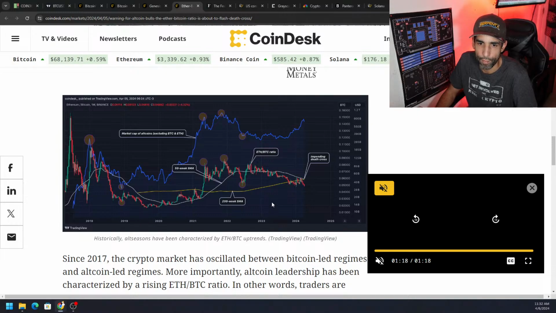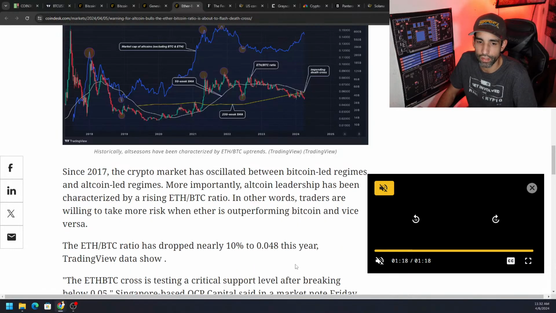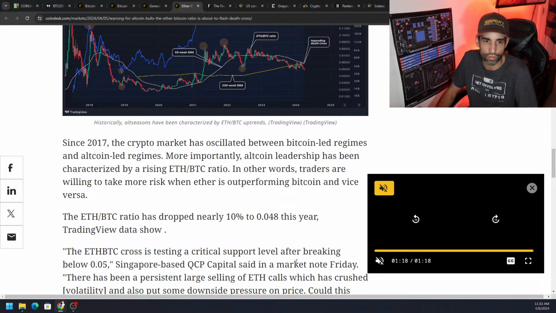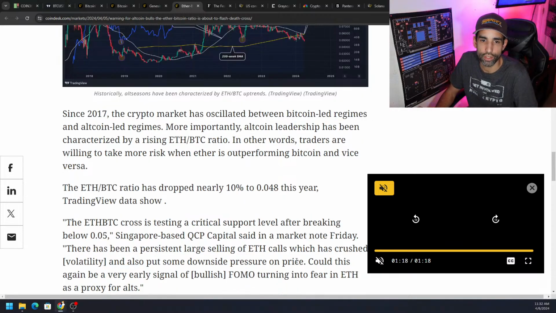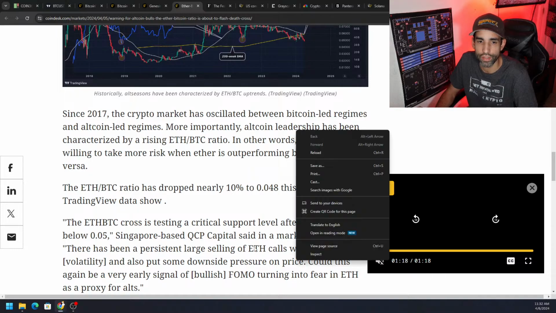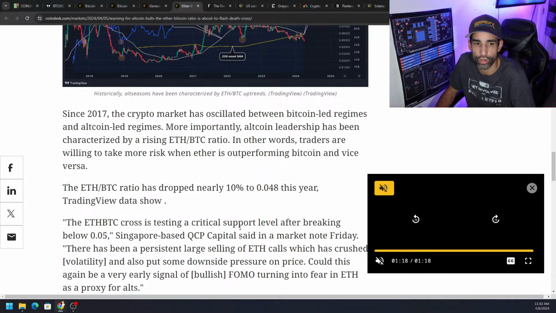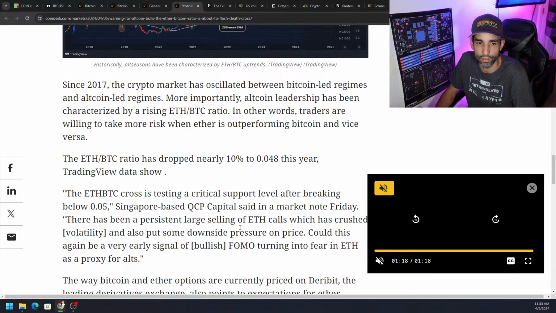I mean, it's not the weakest. Like the ETH to BTC pairing, ETH is not the weakest it's ever been, but it is weak compared to BTC. So we'll see. But since 2017, the crypto market has oscillated between Bitcoin-led regimes and altcoin-led regimes. More importantly, altcoin leadership has been characterized by a rising ETH-BTC ratio. In other words, traders are willing to take more risk when Ether is outperforming Bitcoin and vice versa.